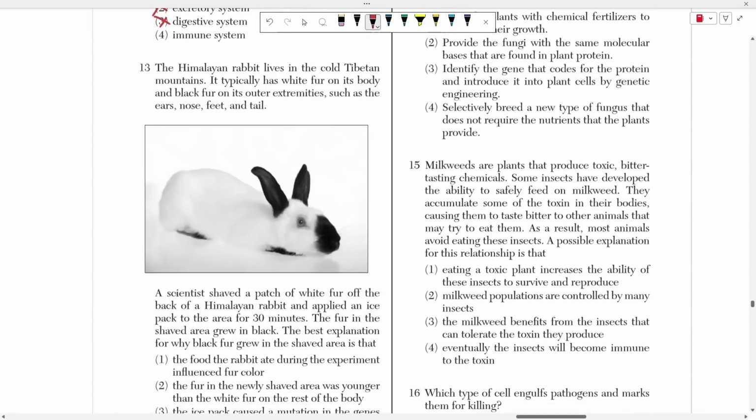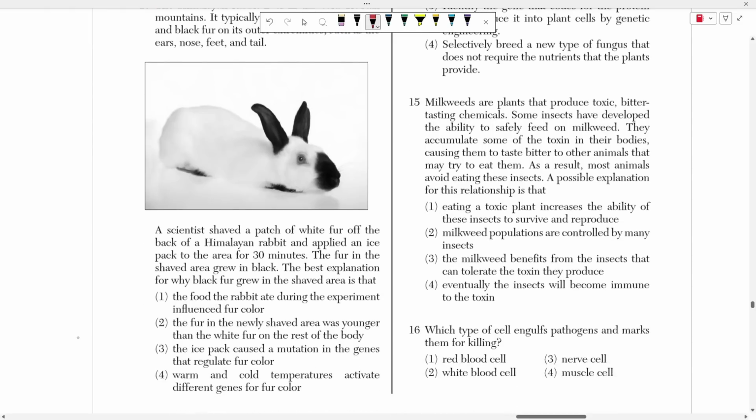13. The Himalayan rabbit lives in the cold Tibetan mountains. It typically has white fur on its body and black fur on its outer extremities, such as the ears, nose, feet, and tail. Scientists shaved a patch of white fur off the Himalayan rabbit and applied an ice pack to the area for 30 minutes. The fur in the shaved area grew in black. The best explanation for why the fur grew in the shaved area is what?